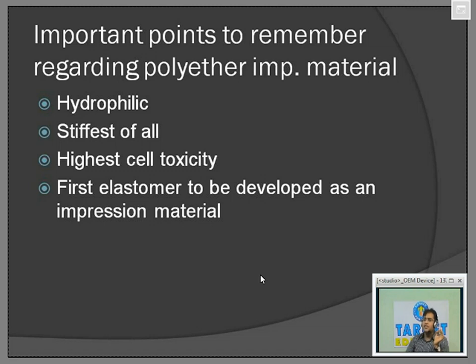Then another point which can be asked is that polyether has the highest cell toxicity. So it is the least biocompatible of all the silicone and rubber base impression materials. Also, polyether was the first elastomer to be developed as an impression material.